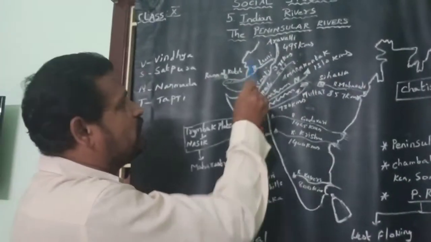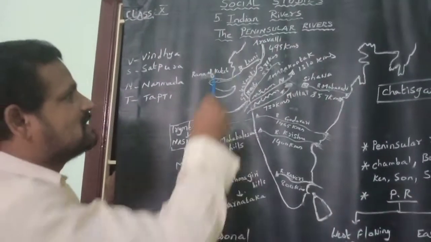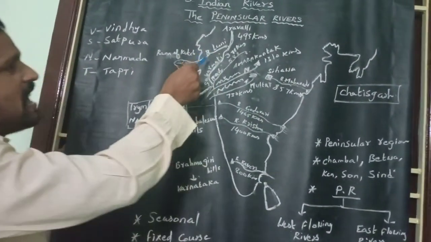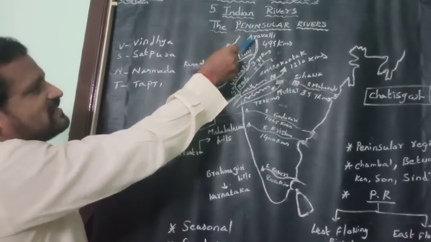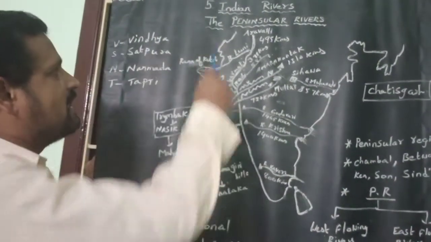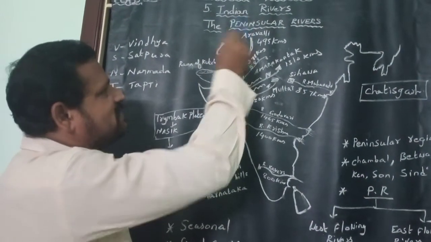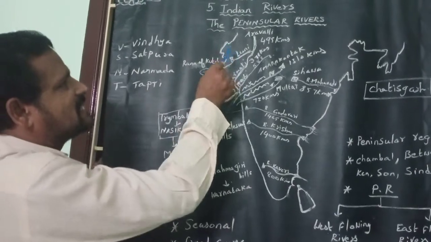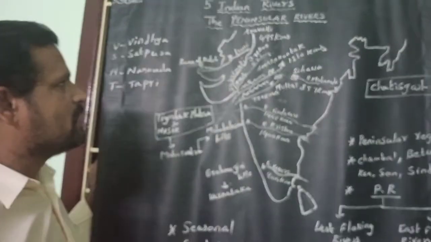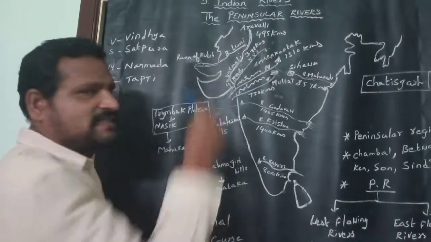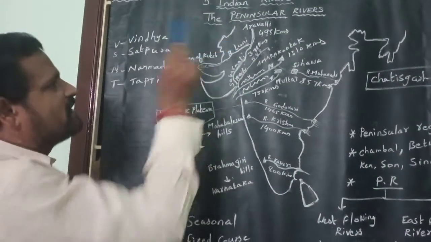Whereas Sabarmati and Luni are not called peninsular rivers. They originate in northwest India. Those two rivers do not come under the peninsular river system. Though they do not come under the peninsular system, let us discuss these two rivers also.